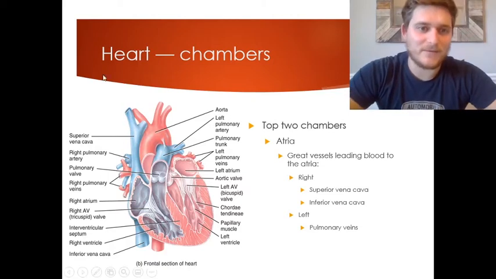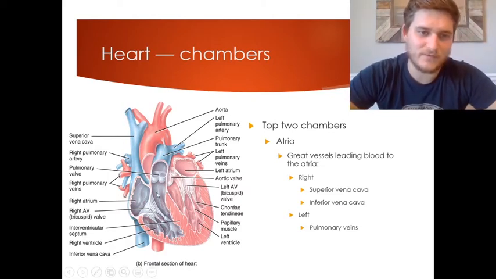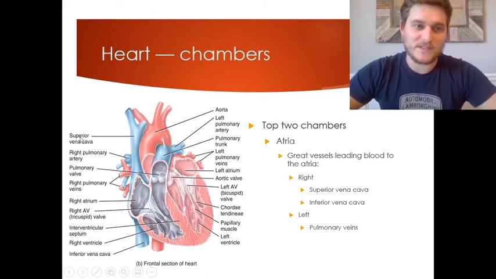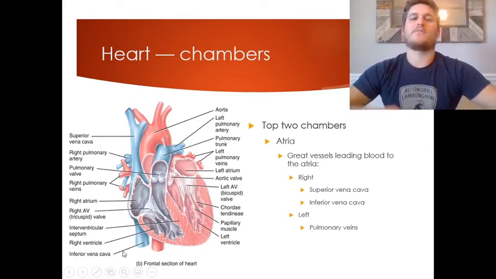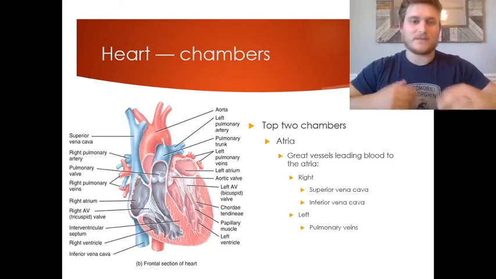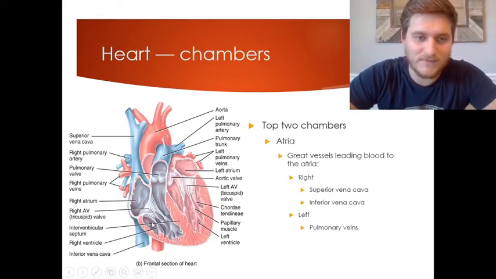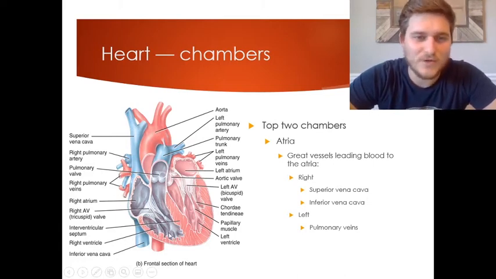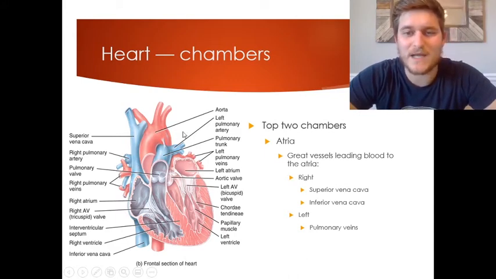But anyway, that venous blood is going to enter through the right atrium. All the venous blood above the heart will enter through what's called the superior vena cava, and all the deoxygenated blood that is below the heart is going to enter through what's called the inferior vena cava. So all that deoxygenated, all that venous blood enters through the right atrium. And then on the left side, we are going to have what's called the pulmonary veins.